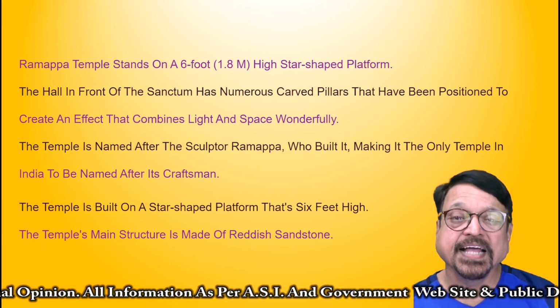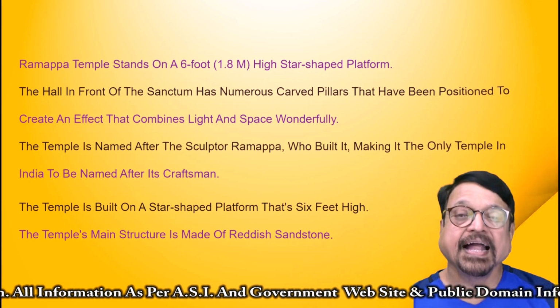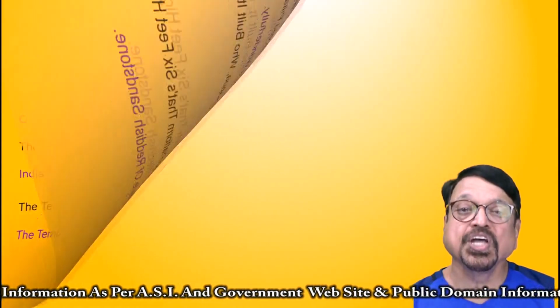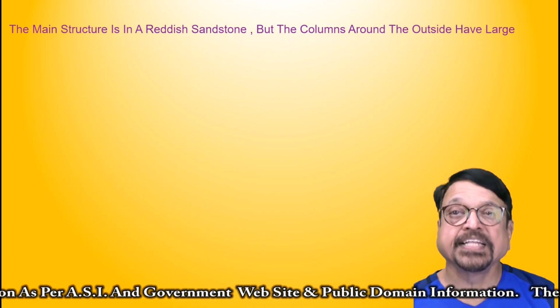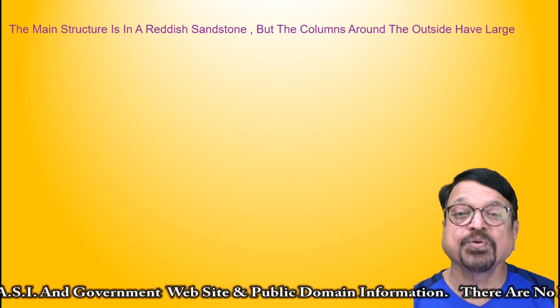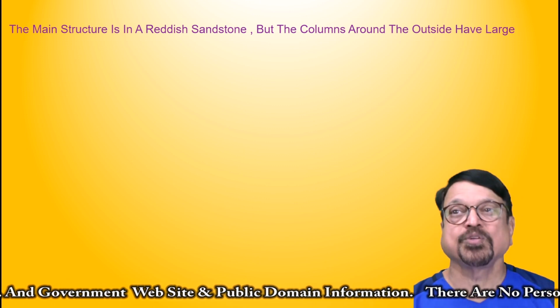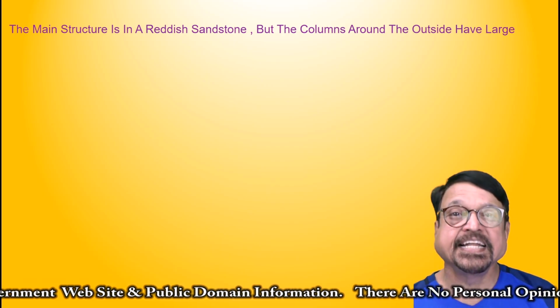The star shape actually came from the Hoysalas. And the stones they used are of two types. Structurally, they used red stone, which is dominant. However, many pillars are made of black granite, which you are going to see when we see the interior portion of this temple. The main structure is the red sandstone.